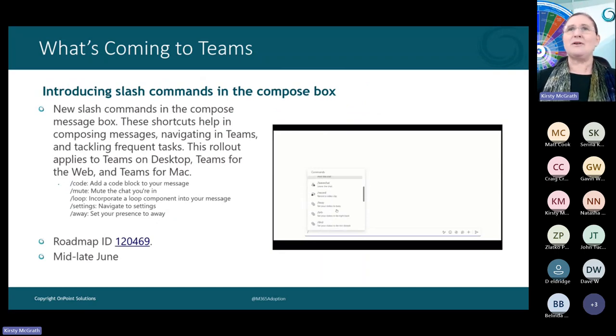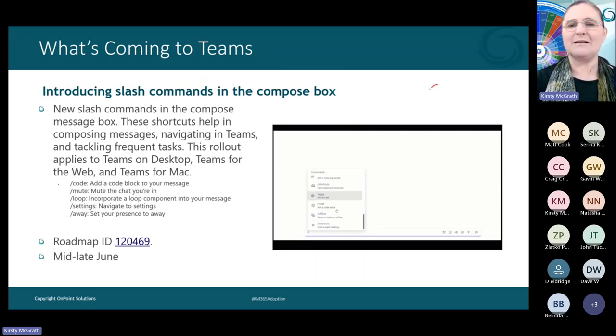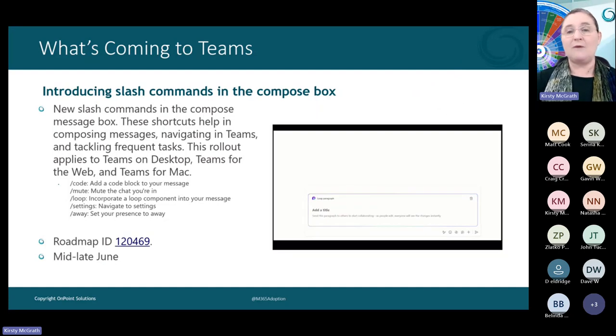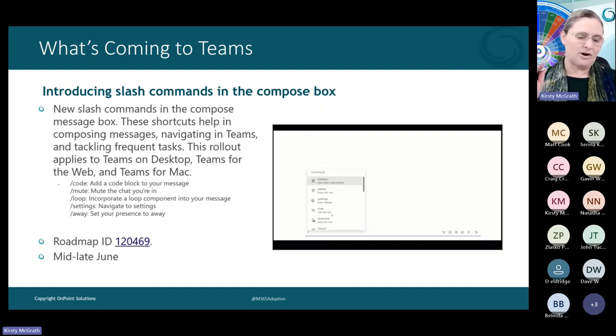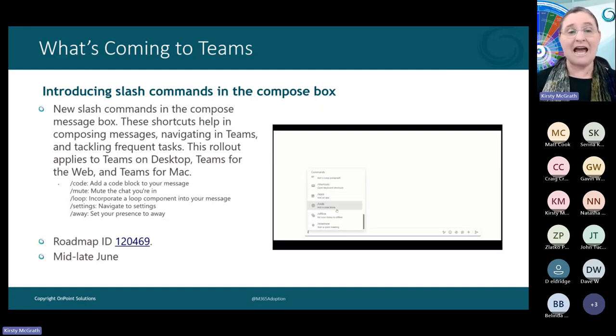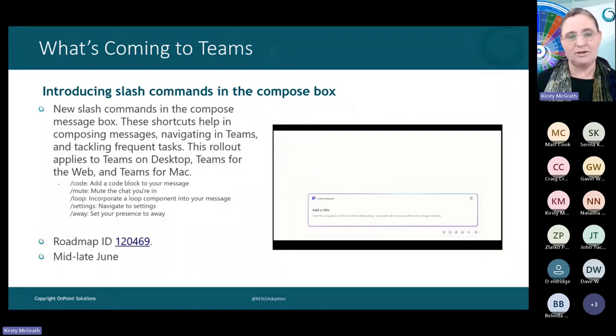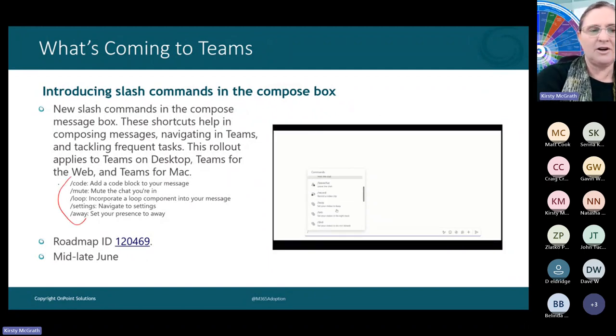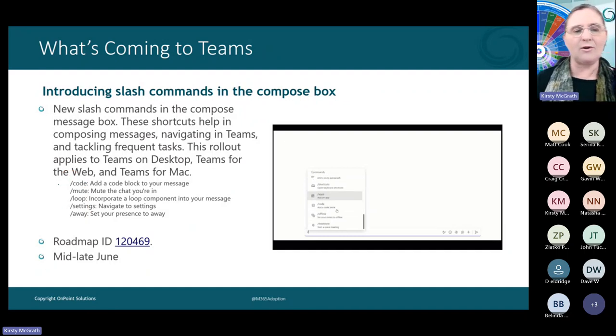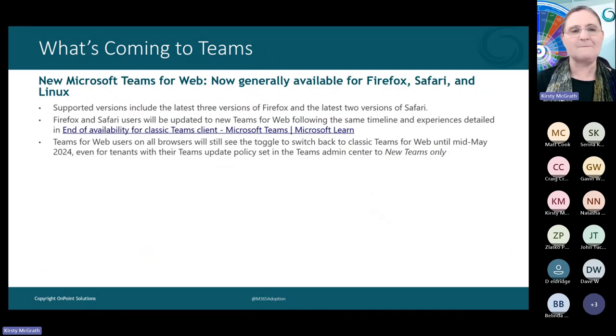Another feature, remember I talked about this before, is being able to use slash commands in the compose box to get things like different components that we've been using across Copilot and our keyboard shortcuts. They have now flowed into the compose message box to use in Microsoft Teams. There are a couple that might help you, things like, I want to do a loop, I want to do code. There are some good ones in there to help and support, so they are flowing through into the compose box.